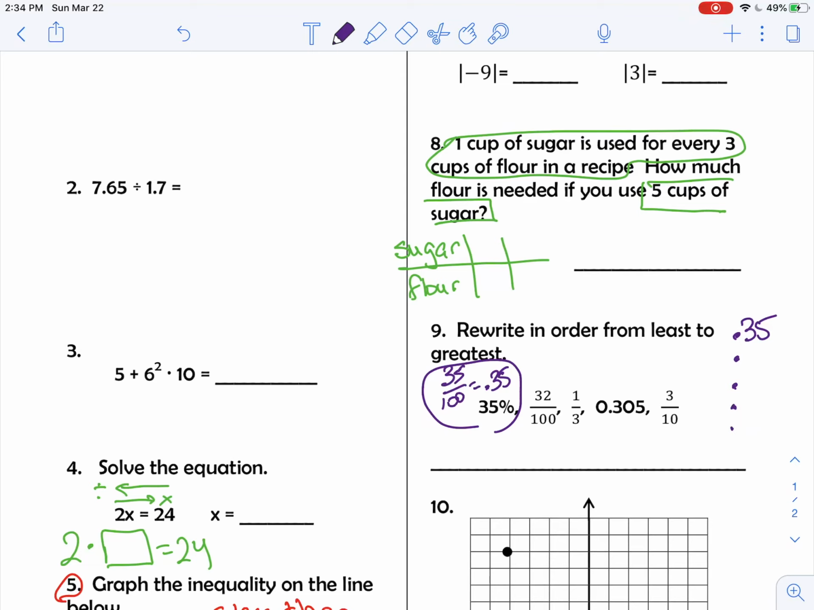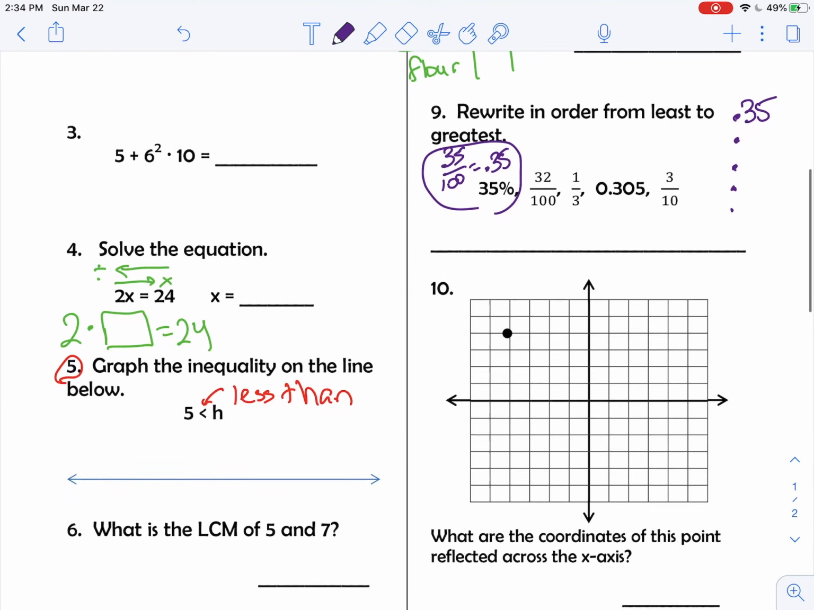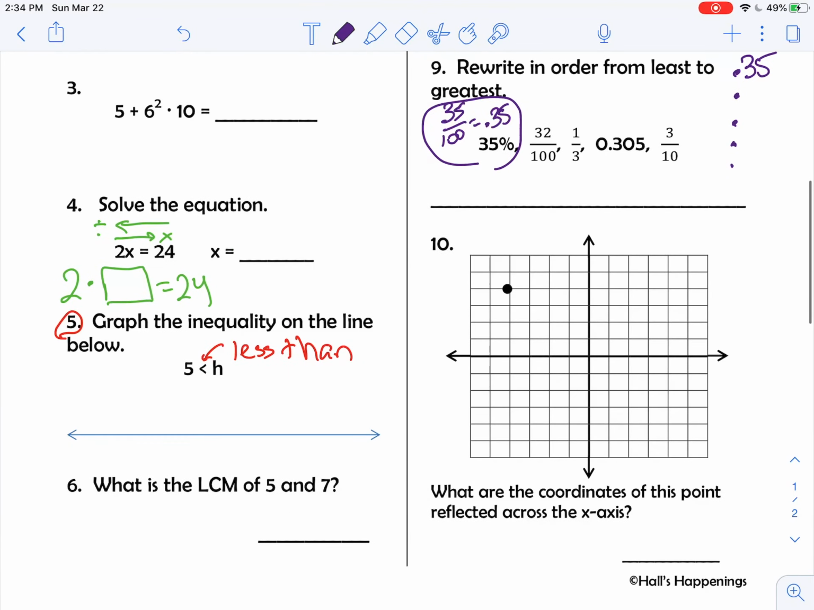1, 2, 3, 4, 5. 1, 2, 3, 4, 5. And then compare them and put them from least to greatest.